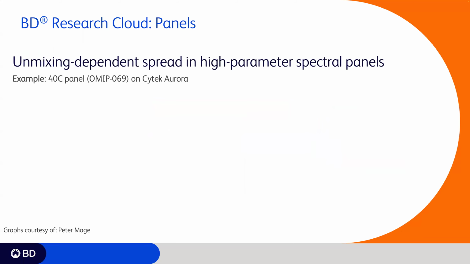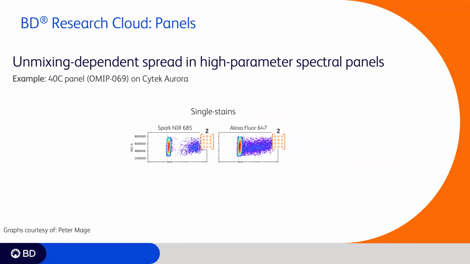And so within BDRC, we found a way to measure and predict which combination of fluorochromes will lead to the unmixing dependent spread. So here's an example of what that might look like. Here's a single stain that was taken from the OMIP 69. These are single stains of either Spark or Alexa Fluor, and these are unmixed with a matrix of 2, so it's fluorochrome and autofluorescence for that sample. And you can see that when we're unmixing with only 2 parameters, we have nice resolution of these single stains. So Spark NIR has nice resolution. The negative is nice and tight.